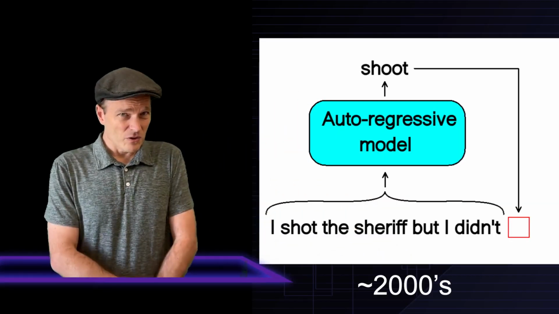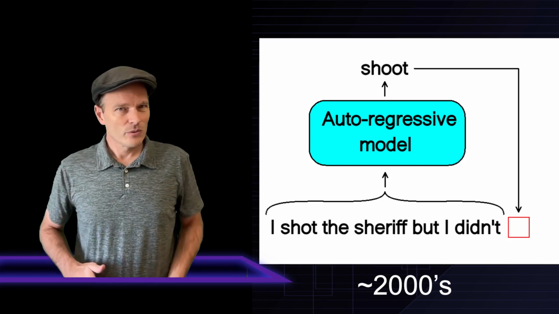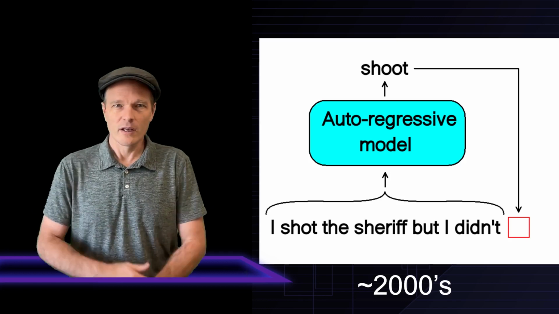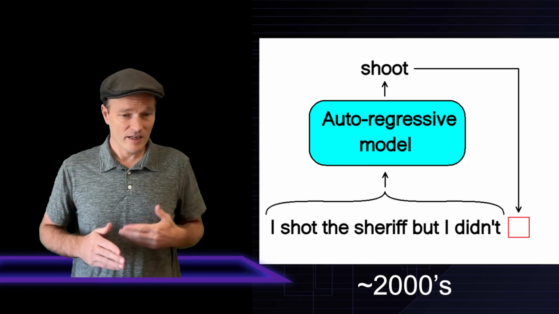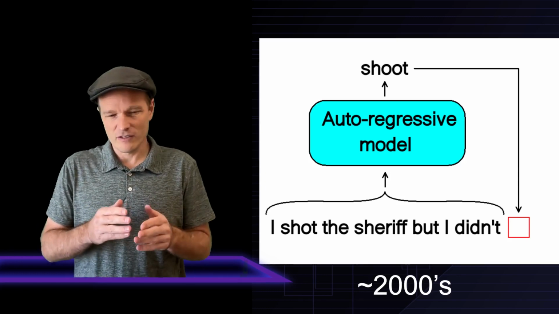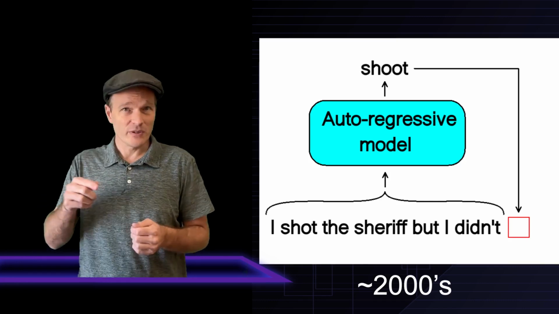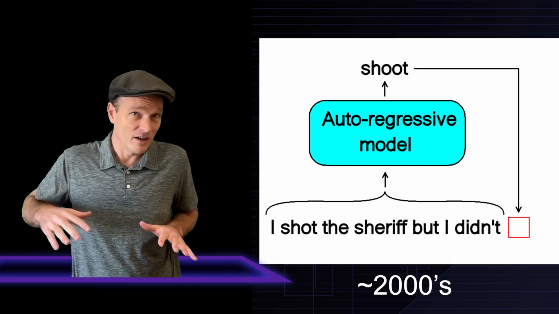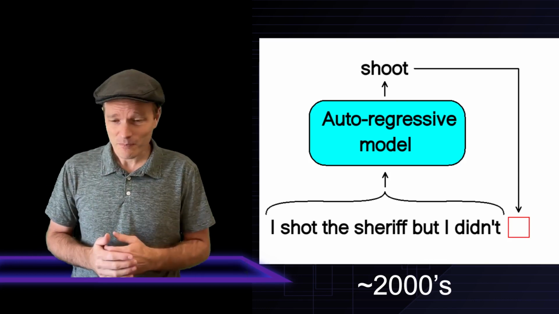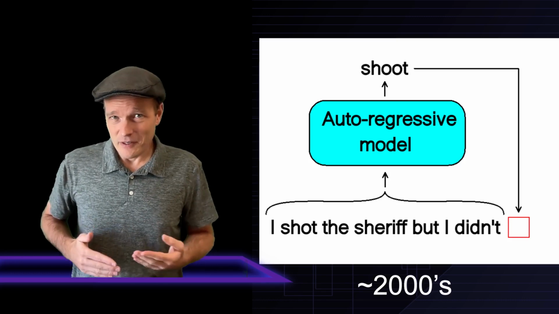In the 2000s or so, neural net researchers were using autoregressive models to do text prediction. An autoregressive model basically consumes all of the input and tries to predict the next word. So for example, if our text says, "I shot the sheriff, but I didn't," we might feed these words into our autoregressive model, and it would try to predict the word shoot. We would then place shoot as the next word in this sequence, feed it all back into the autoregressive model, and try to predict that we didn't shoot the deputy. The biggest problem with autoregressive models is they just didn't really work very well.